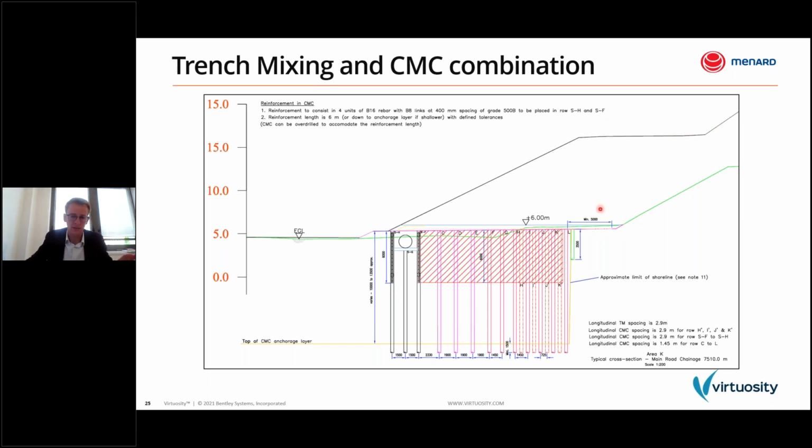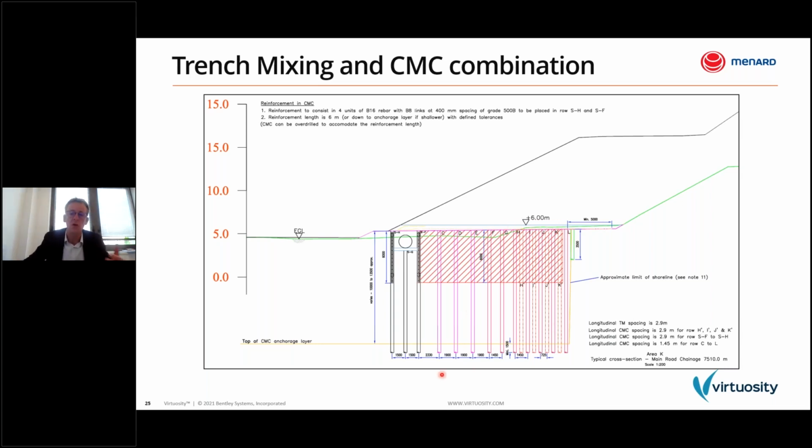Something I forgot to tell you is that the former shoreline was somewhere here. So here, this is the former shoreline. On the right of this shoreline, this is rock. No need for ground improvement. It is pure rock. On the left, this is a part which has been reclaimed with very soft alluvial deposit. So it requires ground improvement.